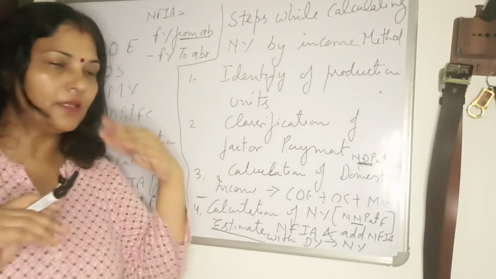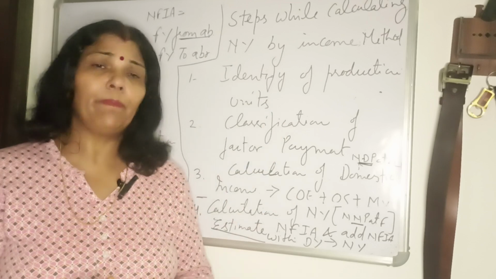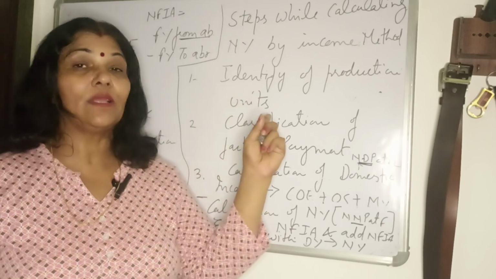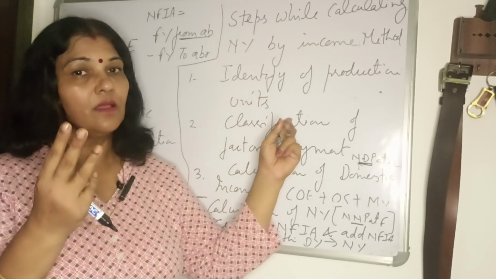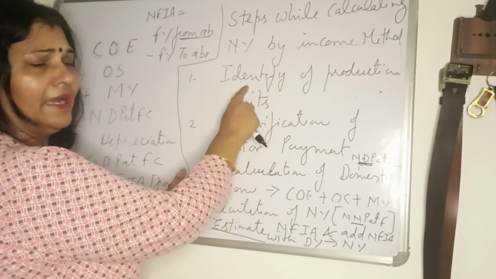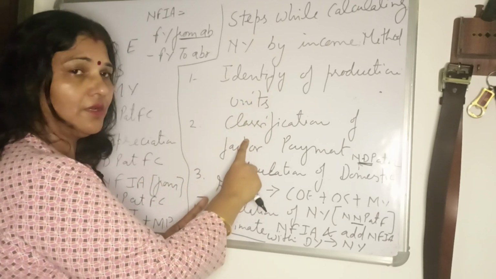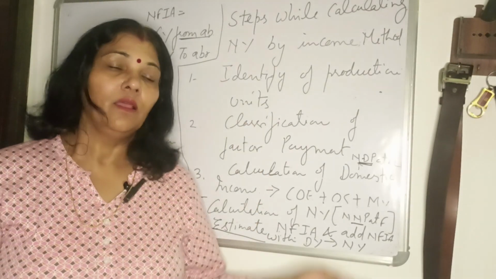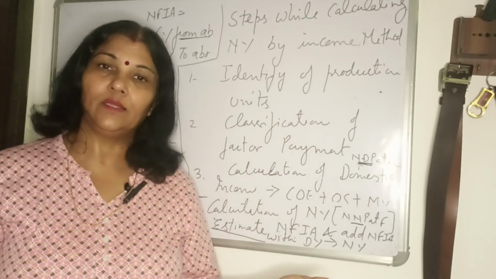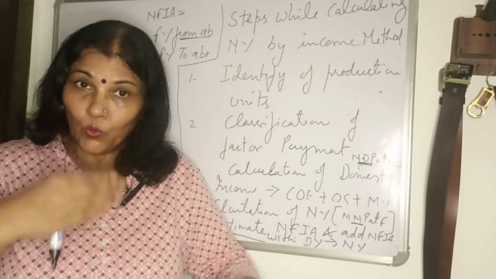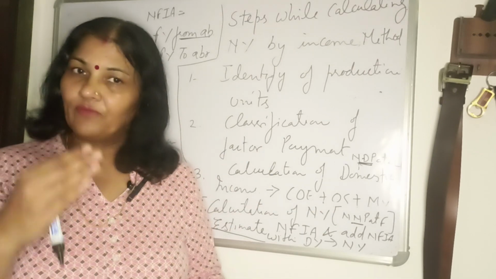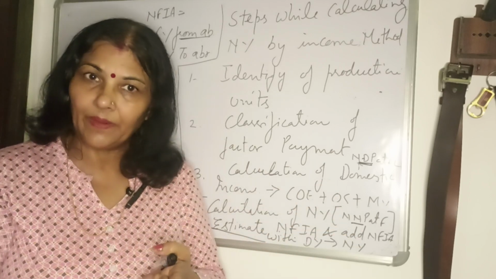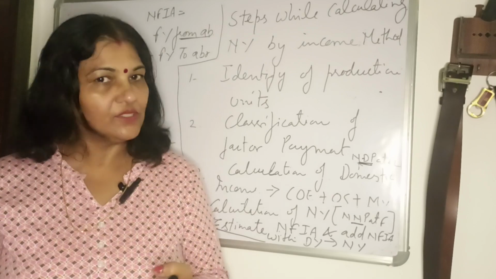Yesterday I saw the latest sample paper issued by CBSE, right? The same question is asked there for 3 marks. You have to write 3 steps: identification, classification, calculation. Now nothing is difficult. Yesterday I explained the same in the numerical also. First you have to identify the production units who hire the factor services. After identification, we have to classify the factor payments made by all enterprises into COE, OS and mixed income.